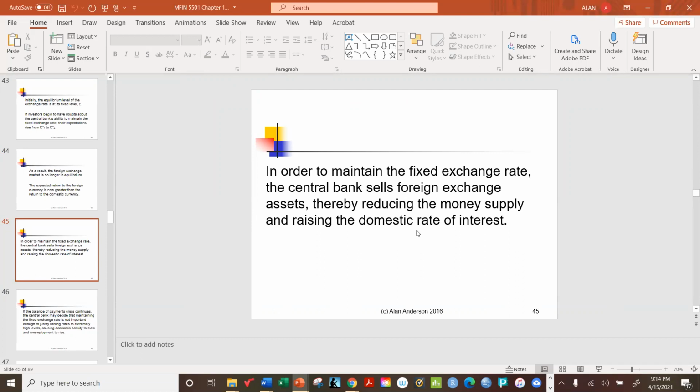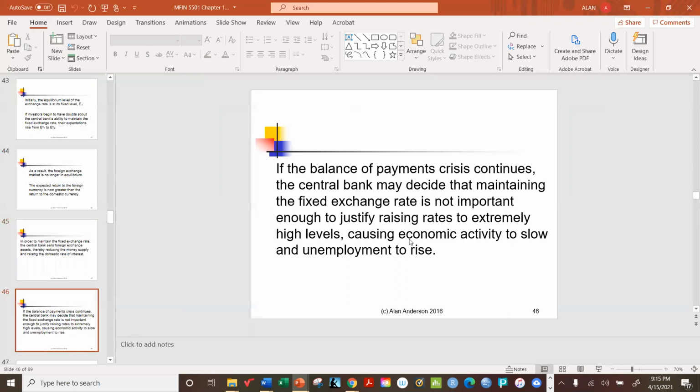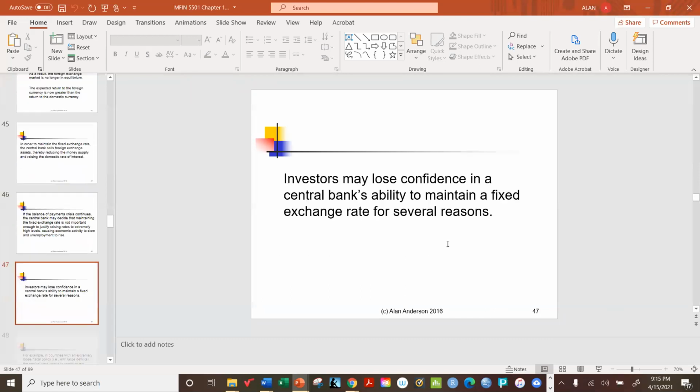So that's what the real problem is. Even if they are willing to keep letting their interest rate go up, they may not be able to, because they will eventually run out of foreign exchange assets. And then they have to give up the fixed exchange rate. And if this keeps going, eventually they'll just give up and say, listen, we don't want to destroy our own economy by raising rates through the roof. It's just not worth it.